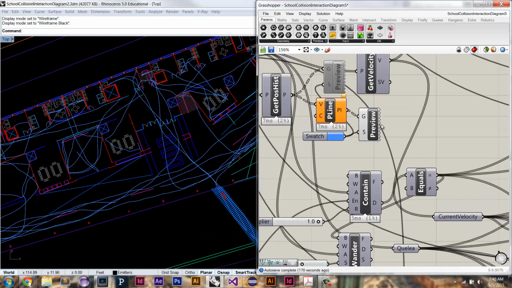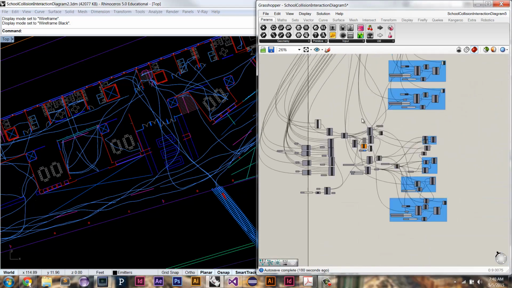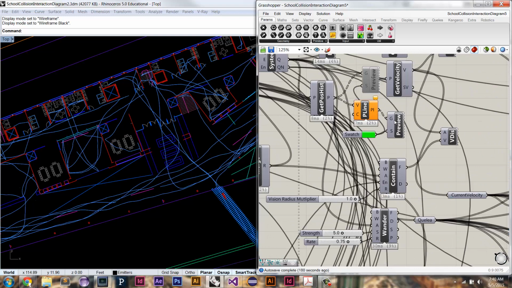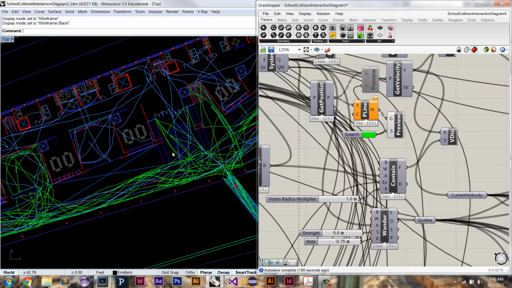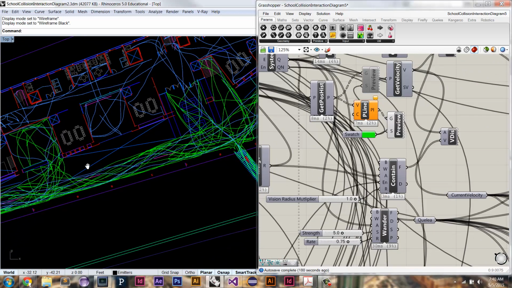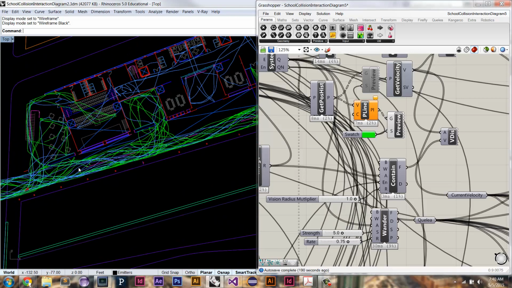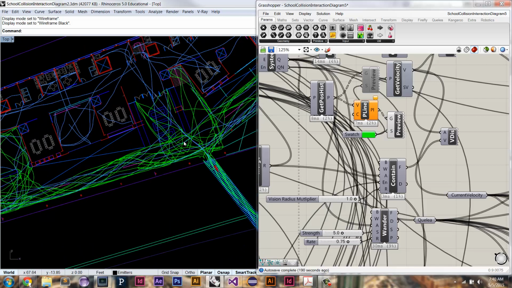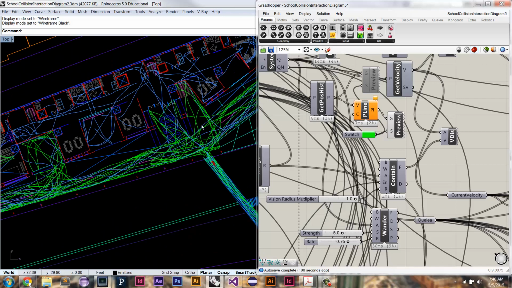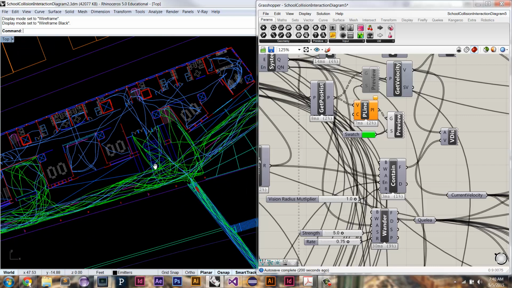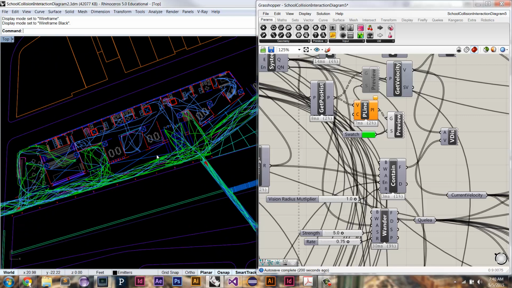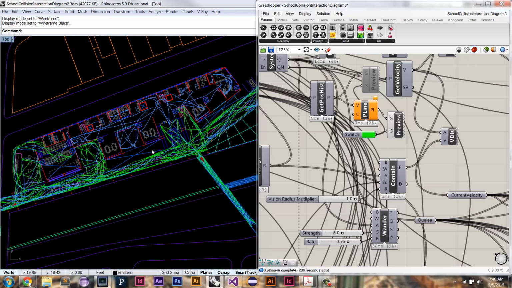And then if we look at them together, we can see where the two interact with each other the most. And clearly it's this area around here, as well as this plaza intersection area. So that's it.